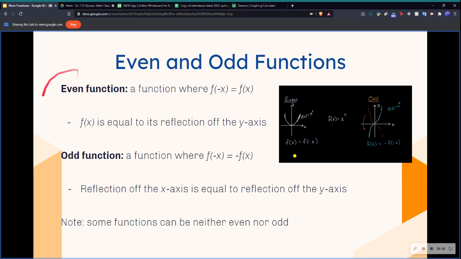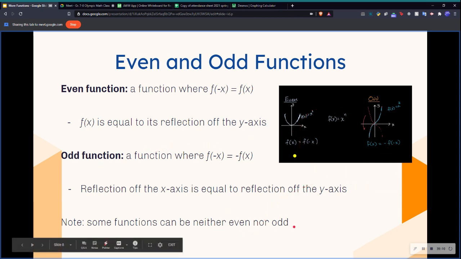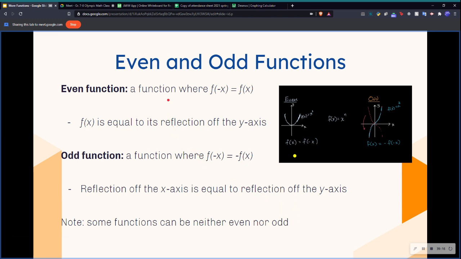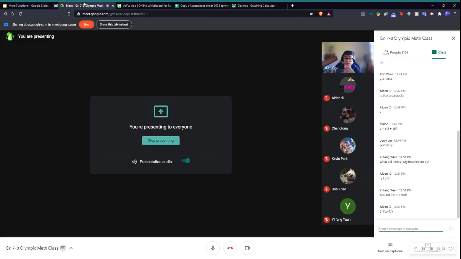Right? So this is only for some specific functions like x squared, x cubed. Some of the functions don't have to be either even nor odd. Just to let you guys know. All right? Are there any questions about this? Any questions?